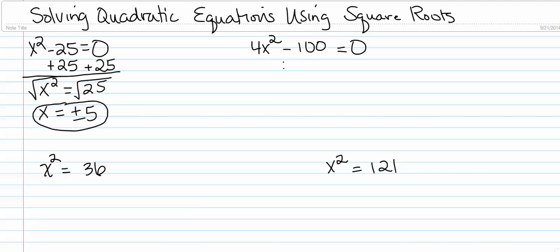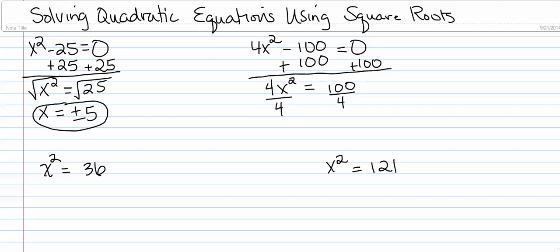Okay, so in order to do this, just like I did the last time around, I want to get x squared by itself. So the first thing I'm going to do is move that 100, and I moved it by adding it. Now I want to get x squared alone, so I'm going to divide by 4. And x squared equals 25 again. Square root of both sides gives me x equal to plus or minus 5.